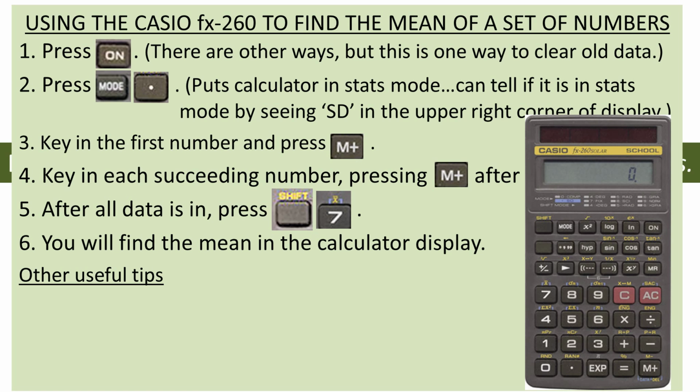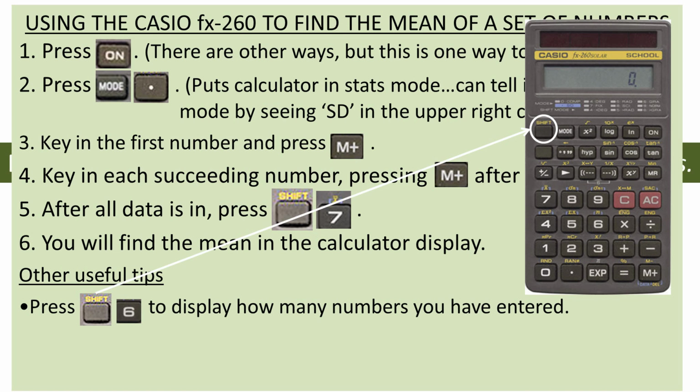I will mention a couple of other useful tips. If you want to make sure you entered all the numbers, say there are 10 numbers and you're putting them in and you get to the end and you want to say, did I really enter all 10 of them? If you press Shift 6, it will tell you how many numbers have been entered. So if you press Shift 6 and only see that you entered 9 numbers, you know something's wrong. Or if you accidentally entered one twice, it would say 11. So it's not a bad idea after you think you've entered all the numbers to press Shift 6 quickly just to make sure that you have the same number of numbers that you think you do.